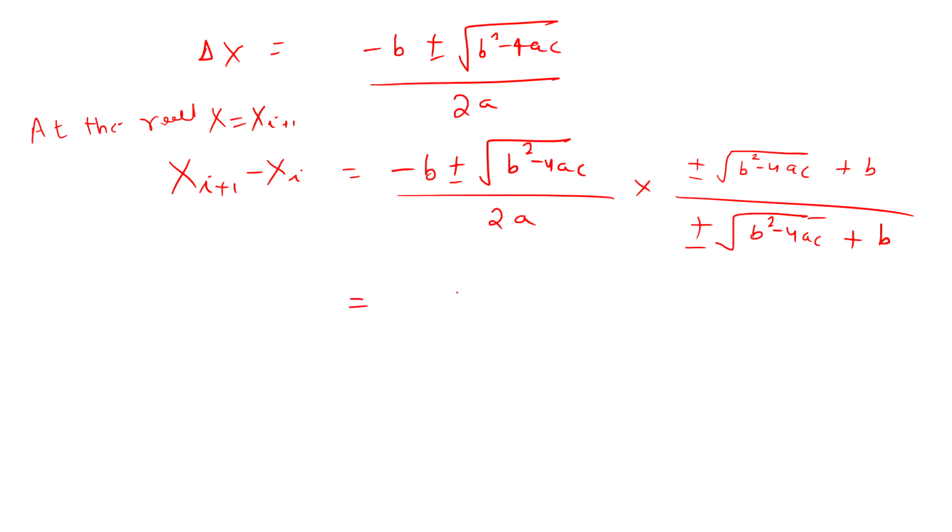this will be minus b square plus minus b square minus 4ac. So let me do it again. I mean, just to explain this to you, let me do it again. That delta x was nothing but minus b plus minus root of b square minus 4ac upon 2a.